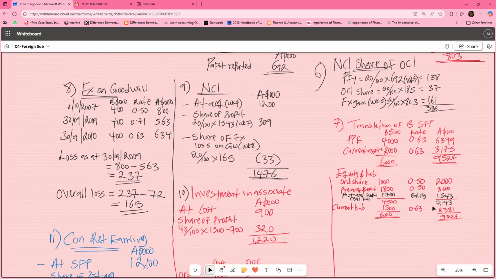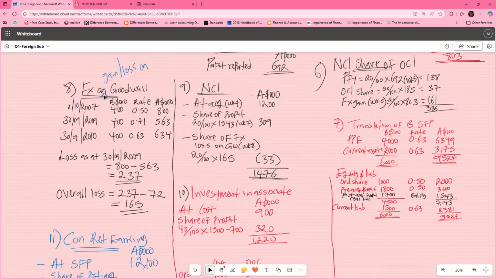So one thing that we need to do here, which is very, very important, is to determine the overall FS gain or loss on goodwill. So here should be FS gain slash loss on goodwill. That is very, very important. So this is the FS gain.